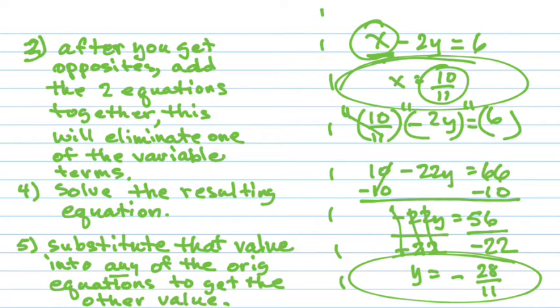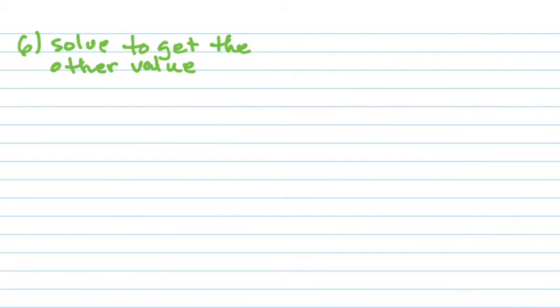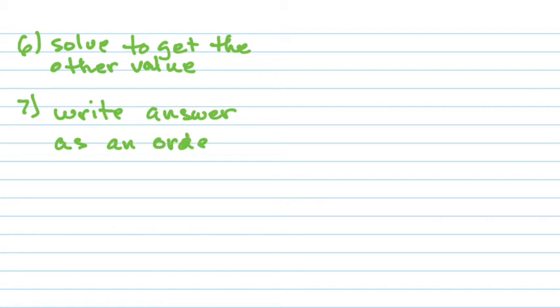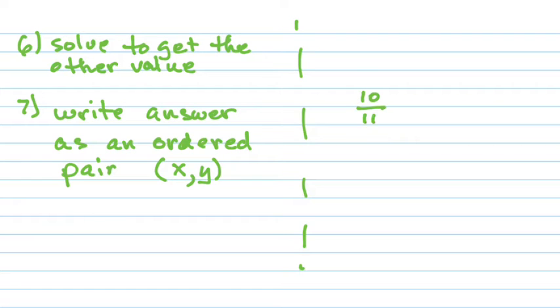Now we need to write our answer, and this is important, okay? Because remember that your answer is actually a point on the graph, isn't it? Where the two lines intersect? So you need to write your answer in the right form. Write the answer as an ordered pair. Remember, an ordered pair is just x, comma, y enclosed in a bracket? Yeah? Okay. So, what was my x? 10 over 11? Yes. And my y was negative 28 over 11? Enclosed in a bracket.